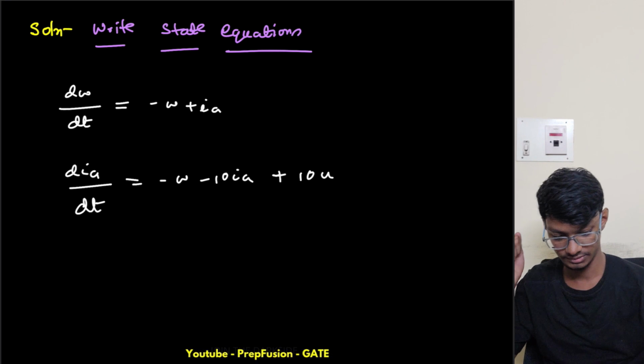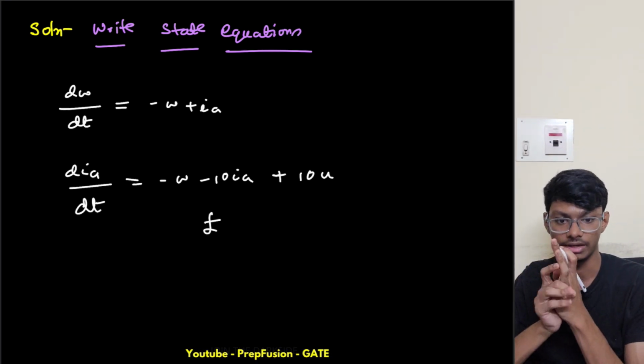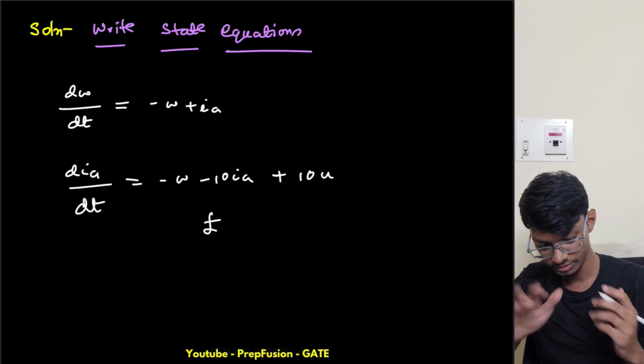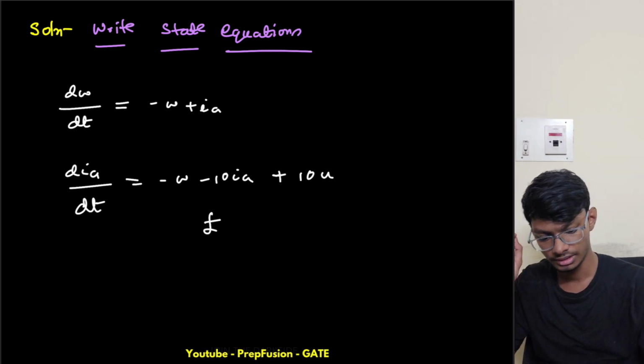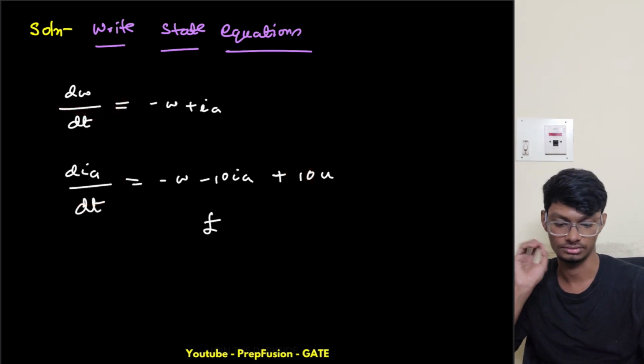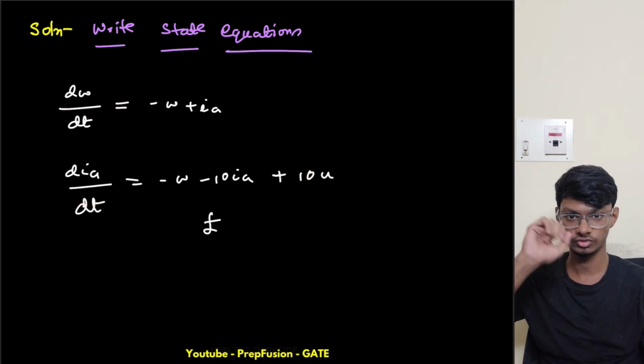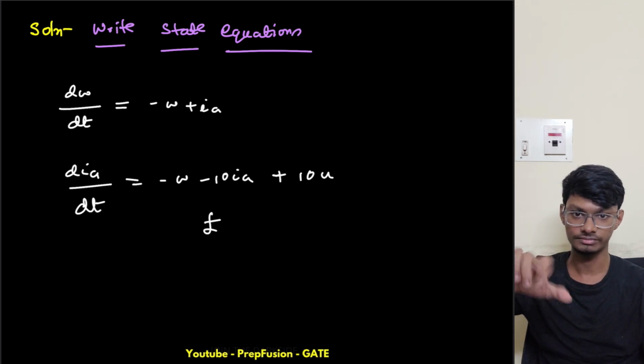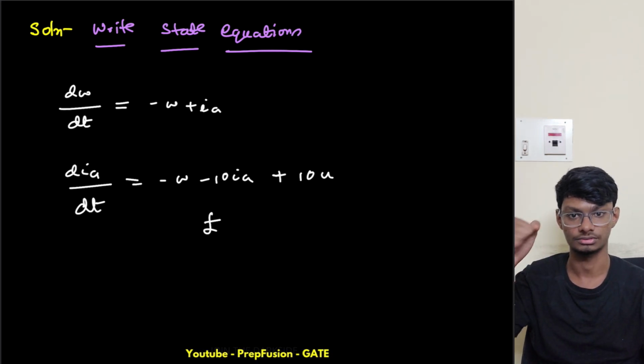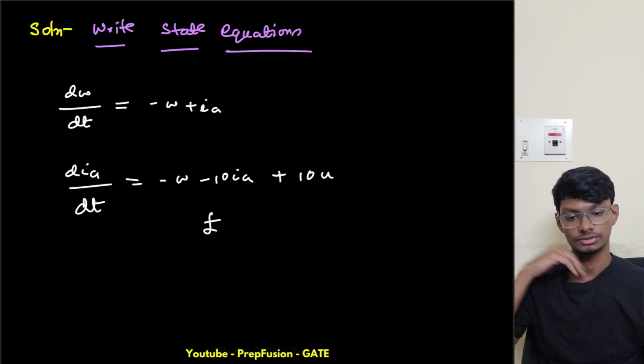Now if I take the Laplace transform of both the equations, what will I get? What I have to do is simply take the Laplace transform and eliminate ia, and then I will find the relation between u and w. That is the main thing that you need to do in this. Whenever you're solving GATE questions, think about how you will solve the question correctly. That is how you will get the marks.